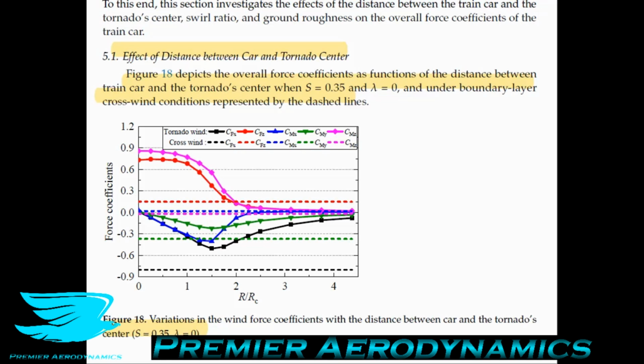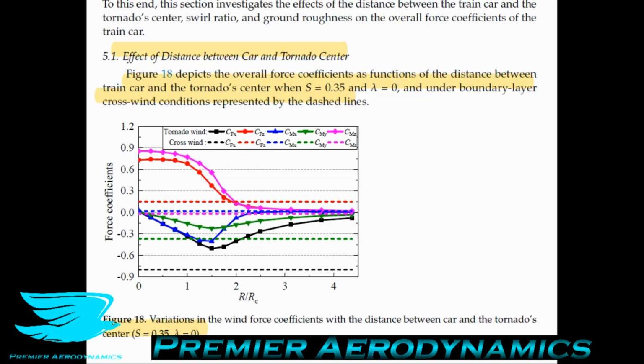So the swirl ratio is a good way of looking at the general strength of a tornado, and it's characterized by the ratio of the tangential velocities, so how much the flow is moving around compared to how much is moving up. And the greater this number, the stronger the tornado effectively. So a swirl ratio of 0.35 is quite strong. It's also at a surface roughness of 0.